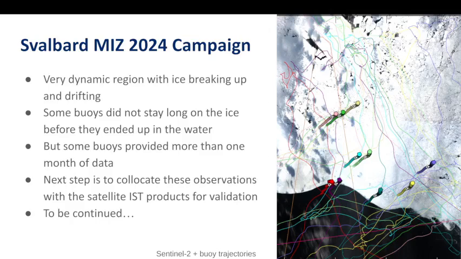The Svalbard region is a very dynamic region with ice breaking up and drifting. Some of the buoys did not stay long on the ice before they ended up in the water, but some buoys provided more than 1 month of data. And here we see the buoys that survived the first period and drifted along with the ice. It's a Sentinel-2 image, high resolution visible, in the background, and then we see the trajectories of the different buoys on the ice.